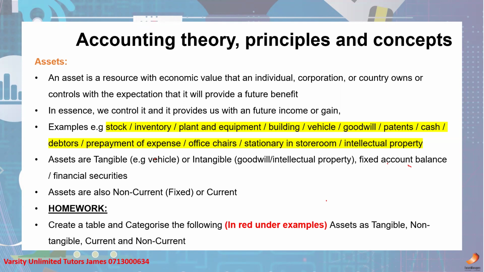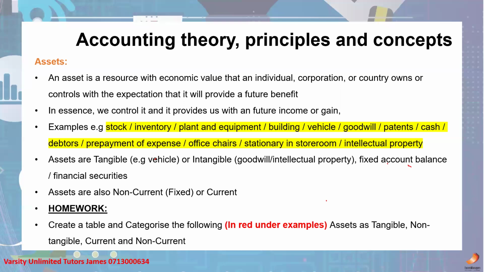So the essence of having an asset in an organization is, number one, you have to be able to control it. Number two, you should be able to generate future income or a future gain or a future revenue from that particular asset. So that's the essence of what an asset is.